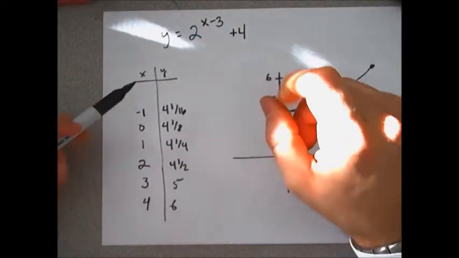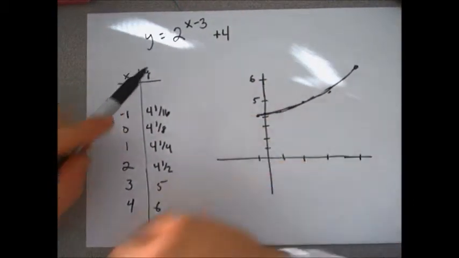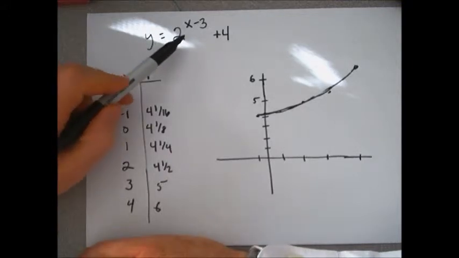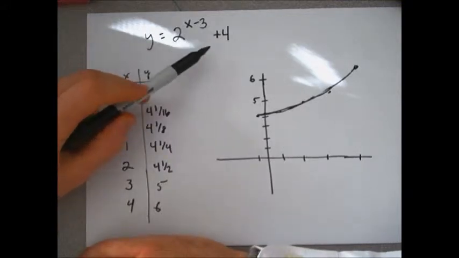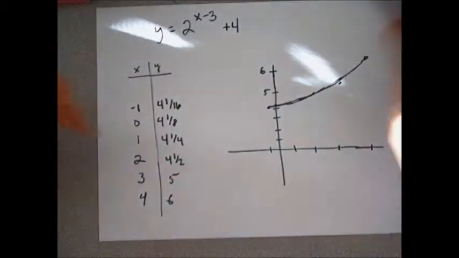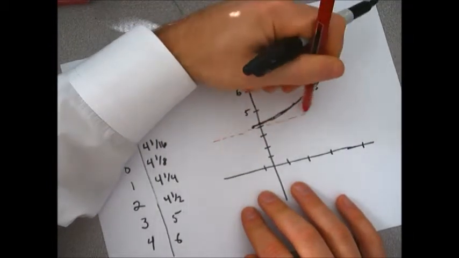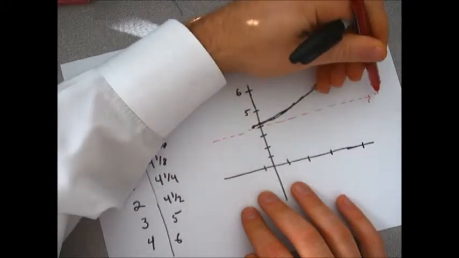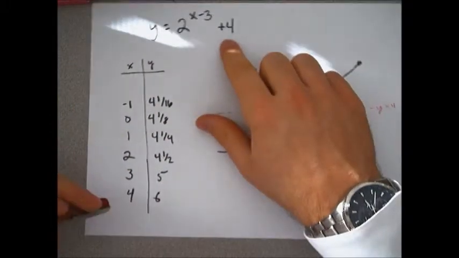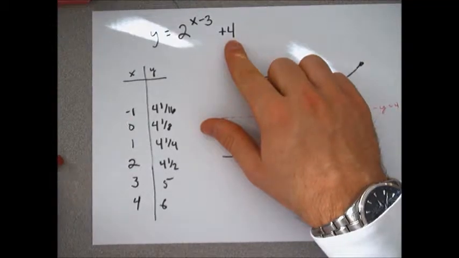So this is what the graph would look like. The growth is going to start out a little bit slower, but this is the same graph we had. It's just shifted 3 units to the right and then 4 units up. There would be an asymptote at y equals 4, because we shifted the other one up 4 units from the first problem.